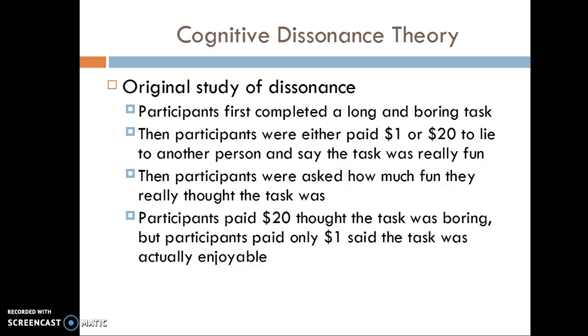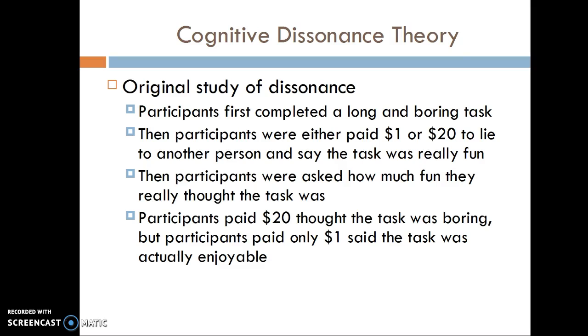Then they asked some of those same participants if they would be a Confederate, if they would stand in for the researcher who couldn't be there and tell the next participant that the task was very interesting. Some of those people who agreed to be a Confederate were paid $1, and others were paid $20. Keep in mind that all of the participants that agreed to be Confederates had rated the task as very uninteresting, and so in effect they were lying when they told the next participant that it was very interesting.